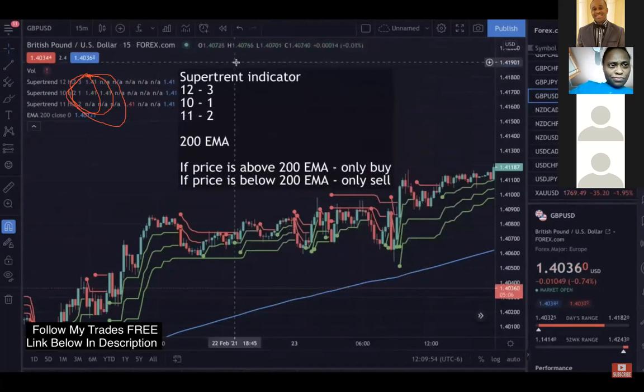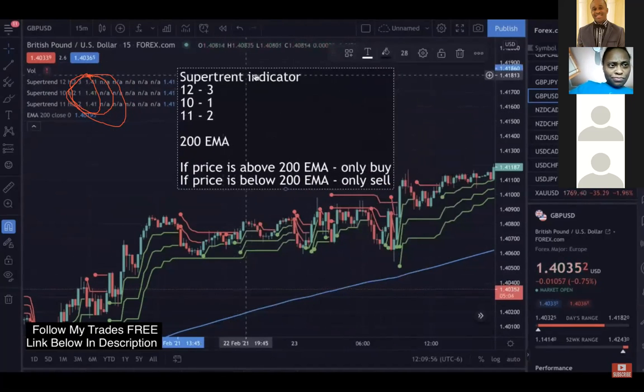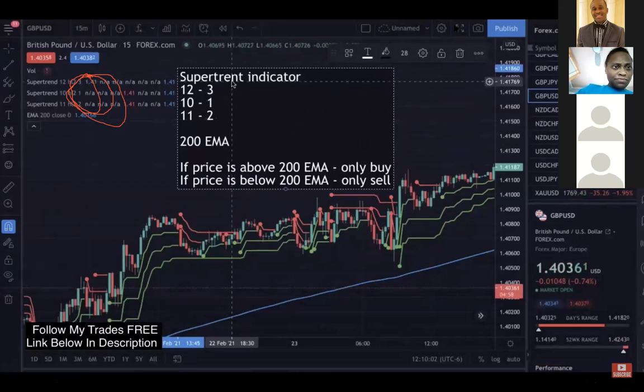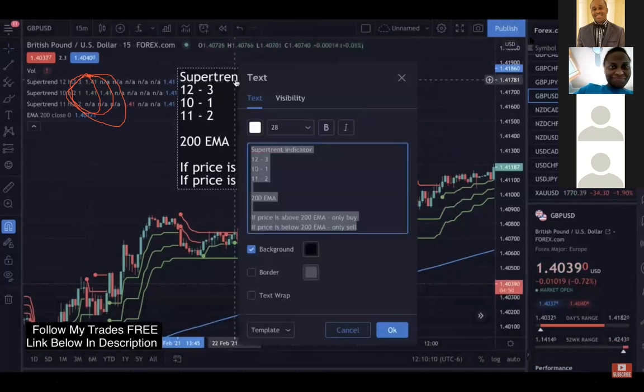I should change, come on. Why can't I edit this? Yeah, so basically it needs to say super trend, not Trent. All right, super trend indicator. Oh, there we go.